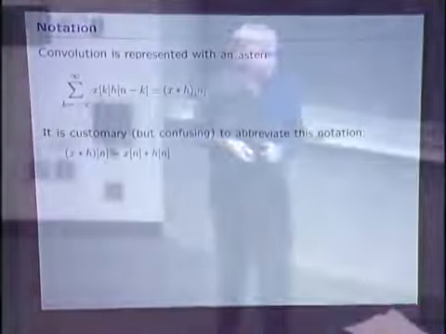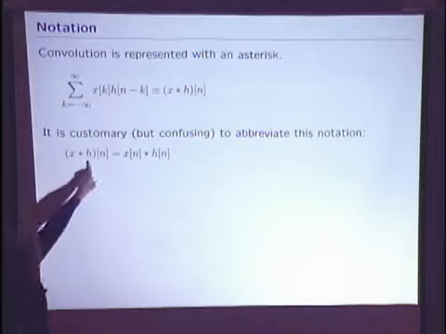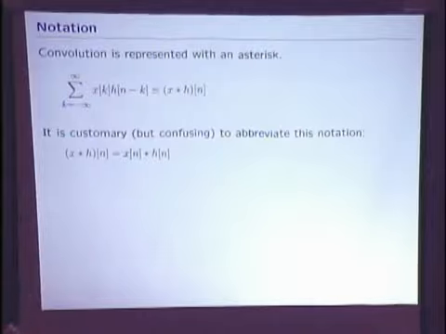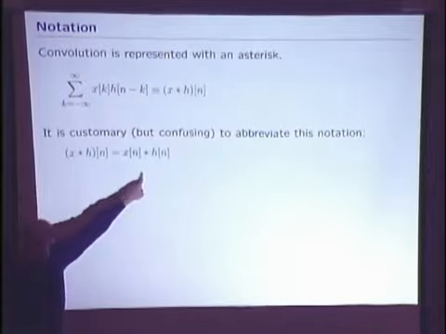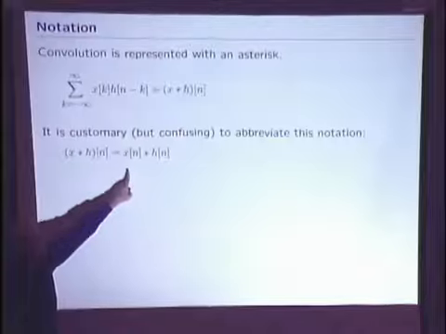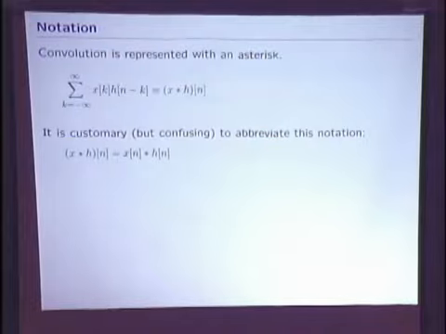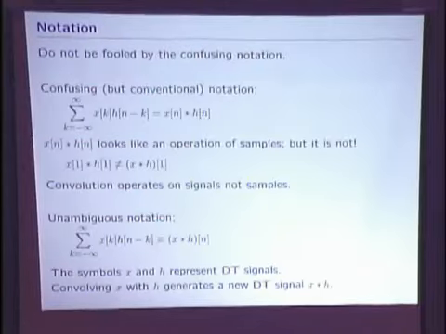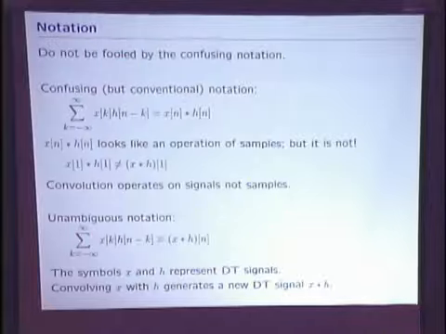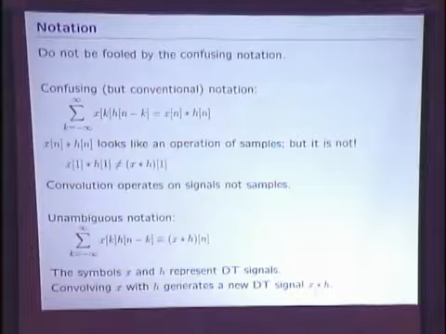The confusing thing is that most people in the field write it this way. The signal x of n convolves with the signal h of n. The reason that's confusing, and the thing you will never do because you were here, right? The thing that you will never do is confuse the meaning of that statement with what looks like an operation on samples.